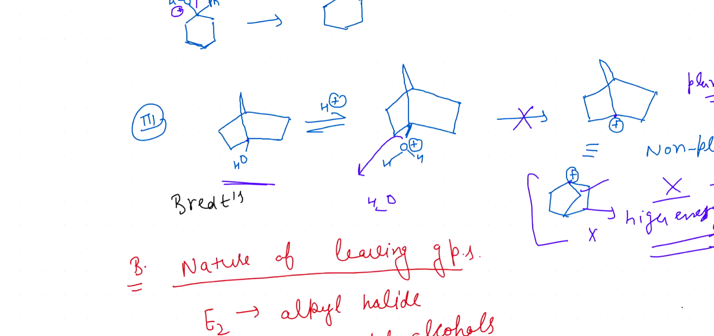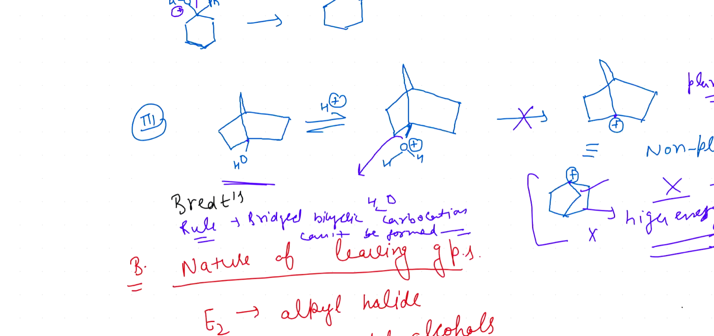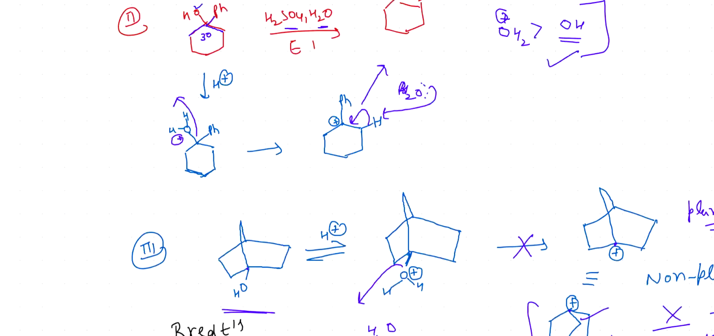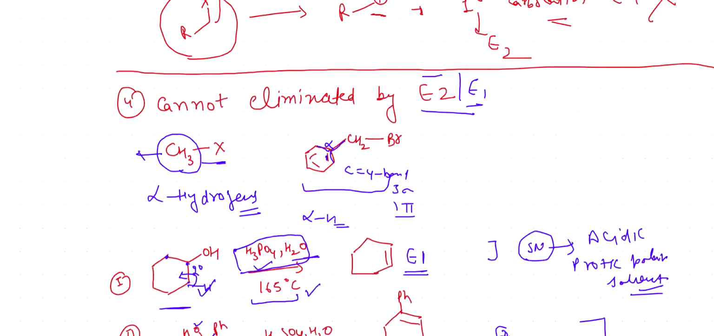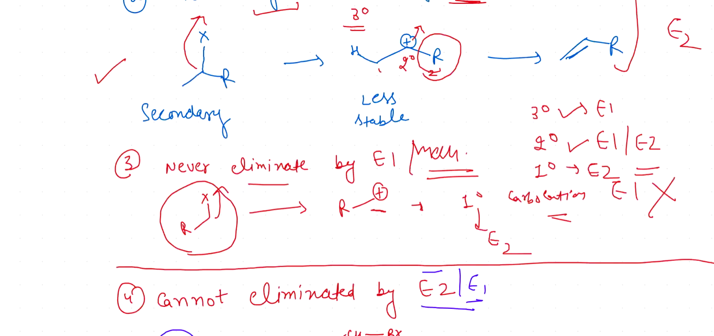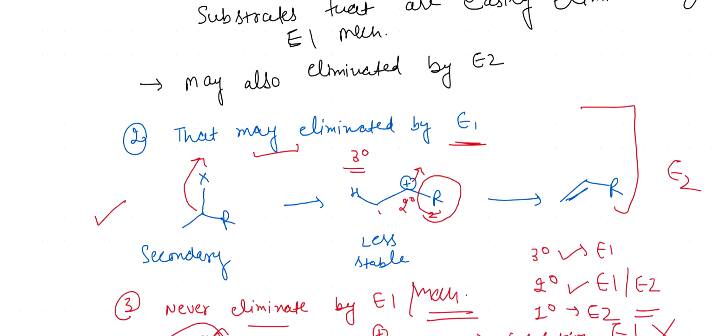The bridged bicyclic carbocation can't be formed because of high energy. Clear? So these are some few examples of substrates which can undergo E1 and E2 mechanism. I have explained very clearly one by one.